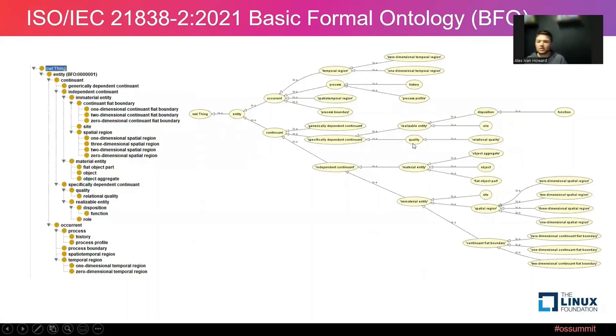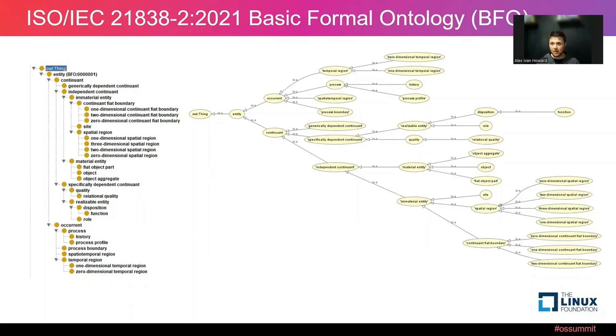Just as a brief note, as we have said, this ontology is still a work in progress and there remains much to be done. One of the things that we hope to do soon is to embed our ontology in the ISO IEC basic formal ontology. And that will be quite a process, but there are a myriad of benefits of doing that.